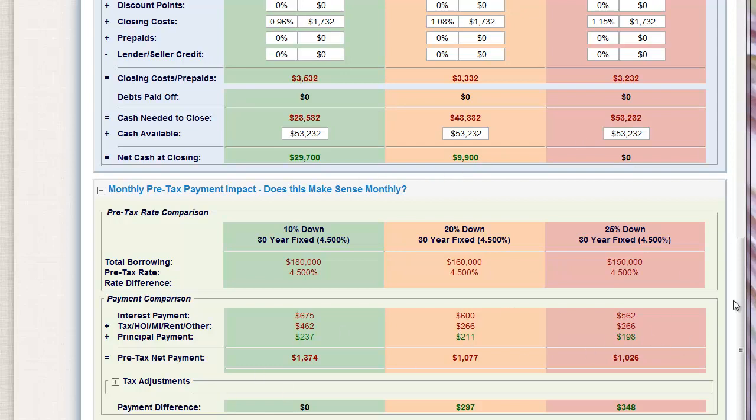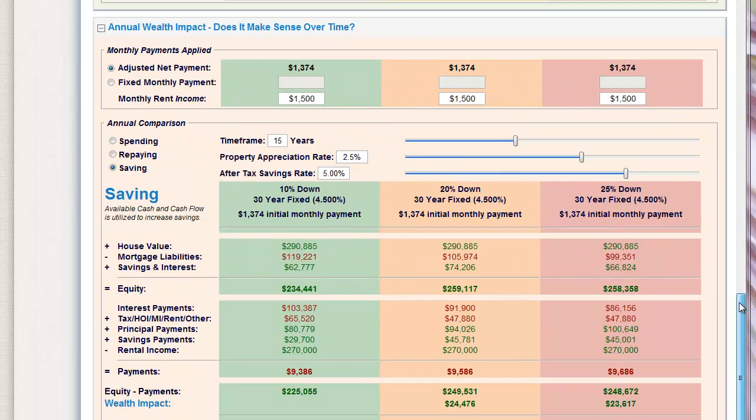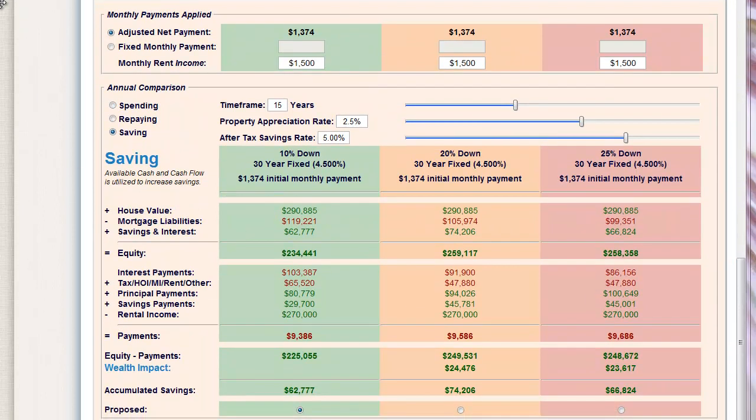But you and I both know that if you saw this, your next question would be, well, what's the best thing for me financially over time? And that's where the annual wealth impact comes in. And this particular loan officer said, I want to be able to compare over some period of time what this looks like for my client. I want to compare it to have them take this extra money that's available and go put it into a savings account. So you have to know, what is the time frame?